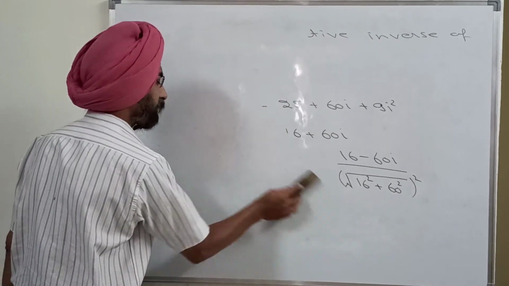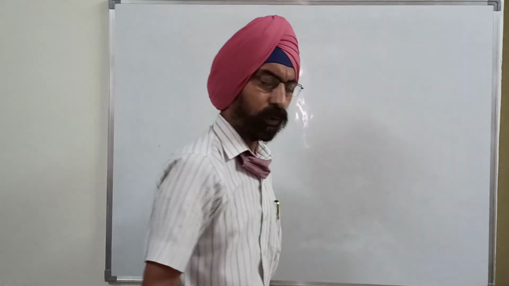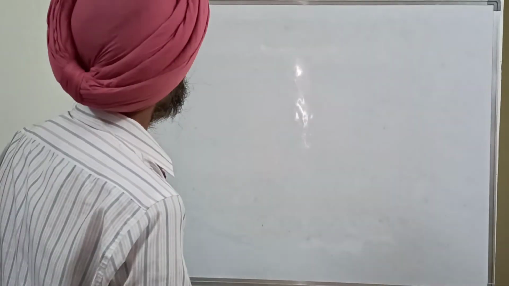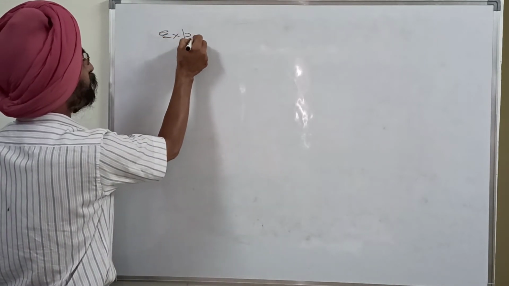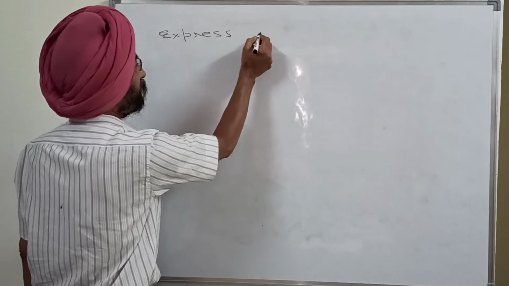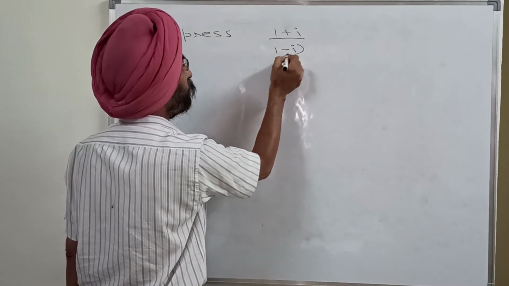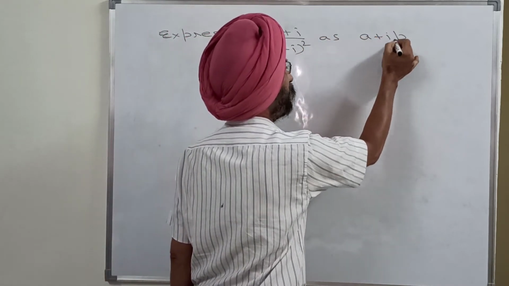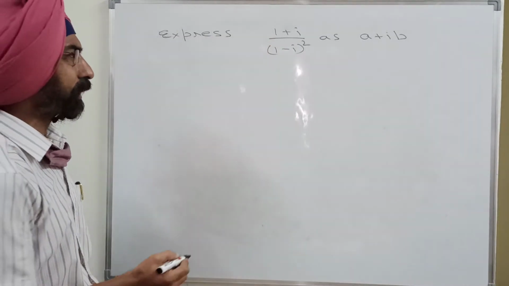The next question, I'll try to take a little bit different question now. So another question what I'm going to take, express 1 plus iota over 1 minus iota square as a plus iota b. So I'm to write this number in the form a plus iota b.